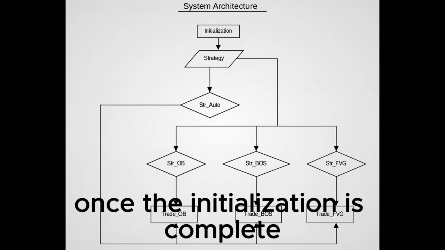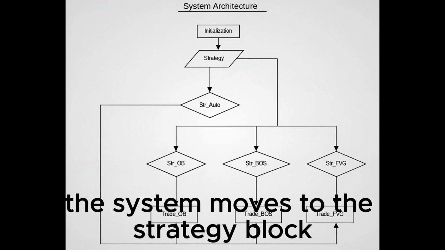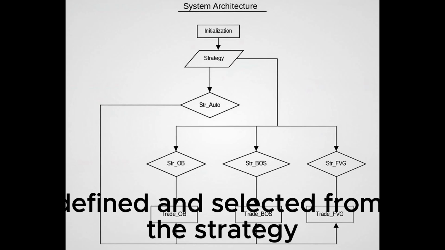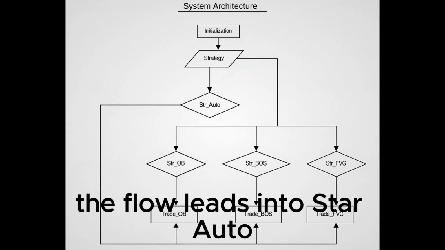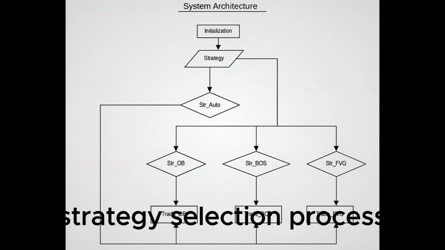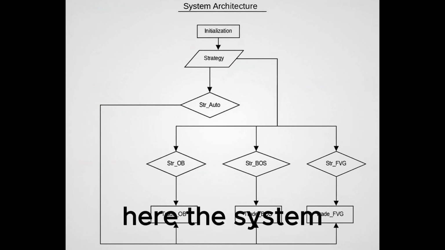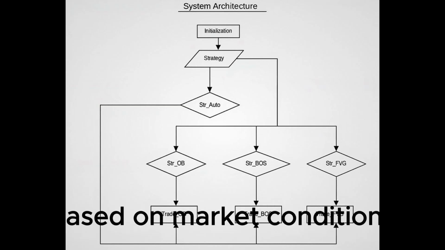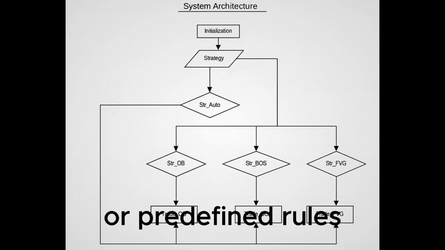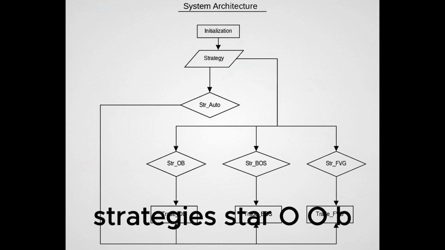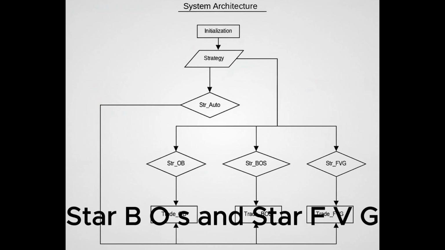Once the initialization is complete, the system moves to the strategy block. This is where the main trading strategy is defined and selected. From the strategy, the flow leads into Star Auto, which stands for an automated strategy selection process. Here, the system decides whether to apply a specific trading approach based on market conditions or predefined rules. After this automatic filtering, the architecture branches out into 3 possible strategies: Star OOB, Star BOS, and Star FVG.